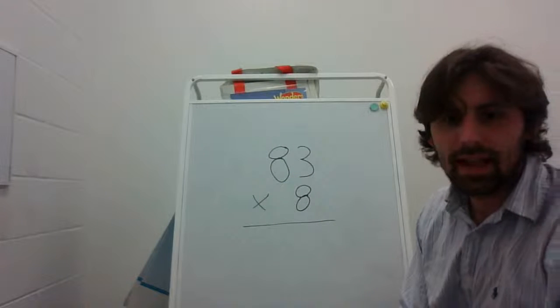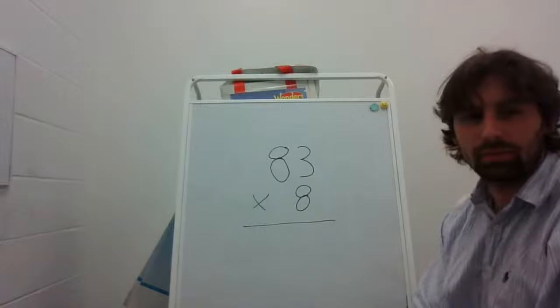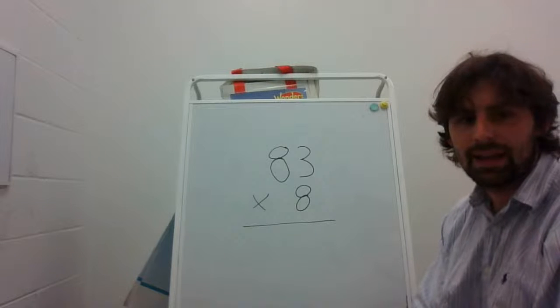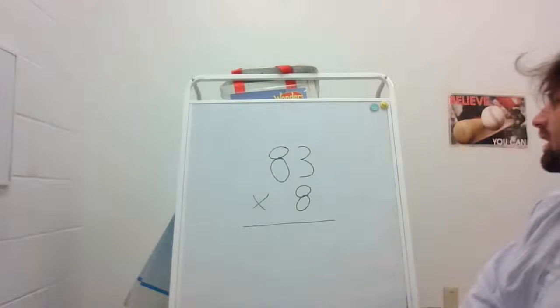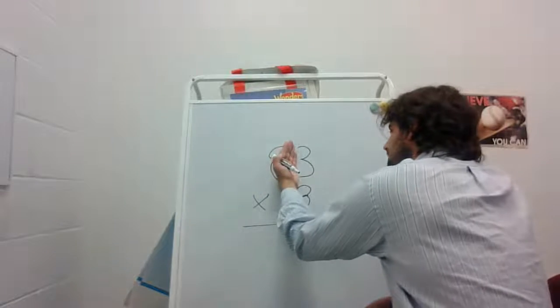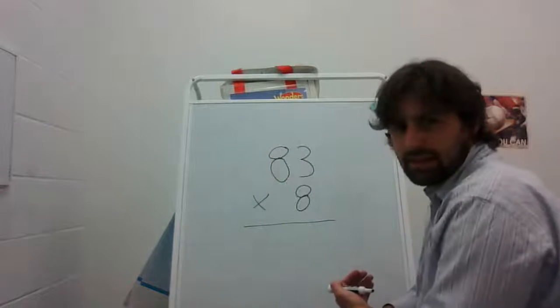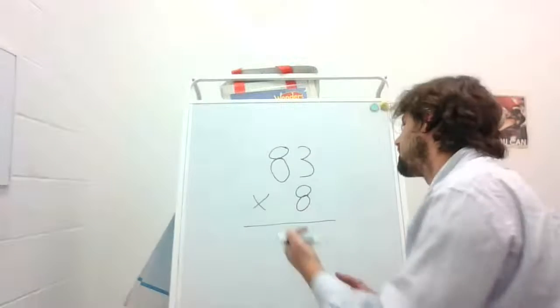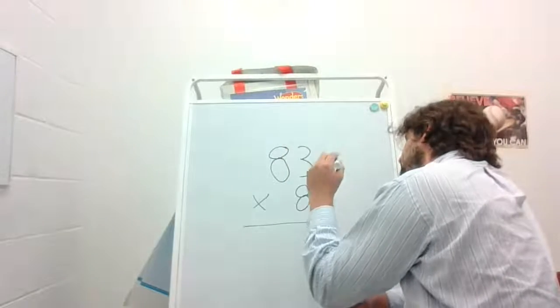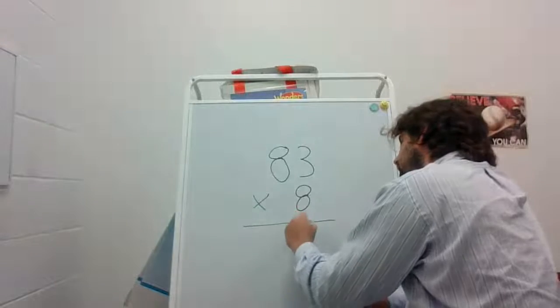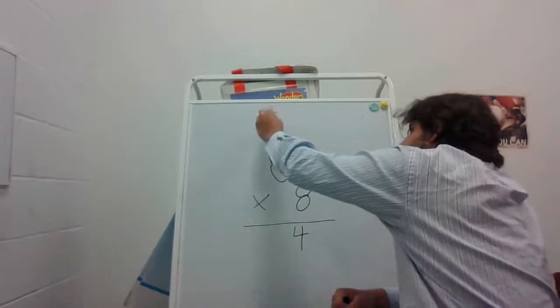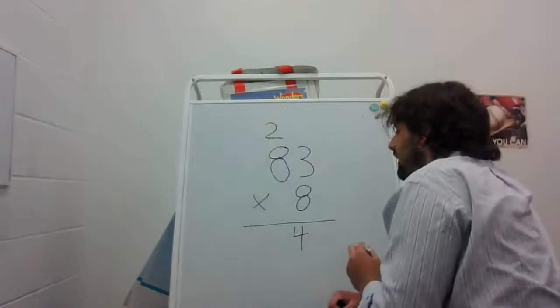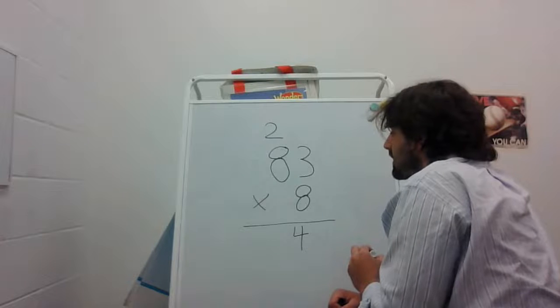Okay, 83 times 8. So we're going to multiply both digits by 8, starting with the digit in the ones place. 3 times 8 is 24. So again, 10 or more, we have to regroup. I'm going to put the 4 in 24 in the ones place, and the 2 in the number 24 we are going to carry over to the tens place.